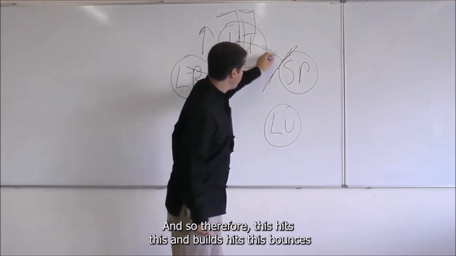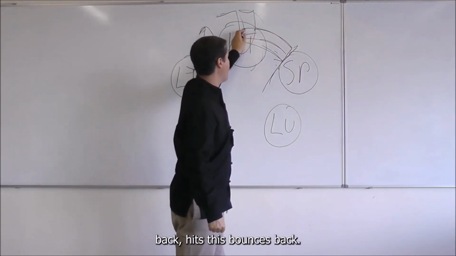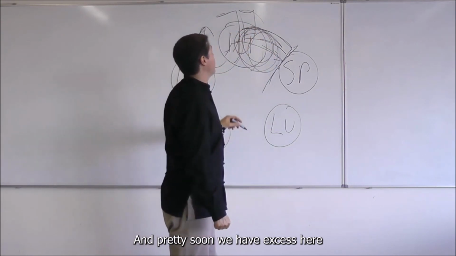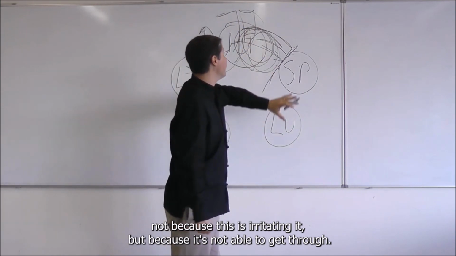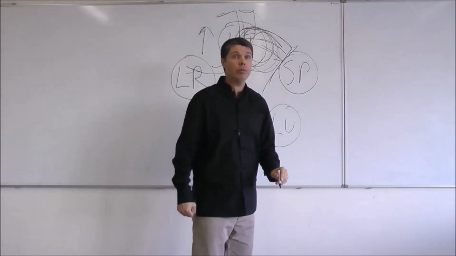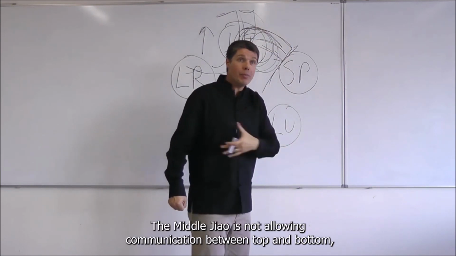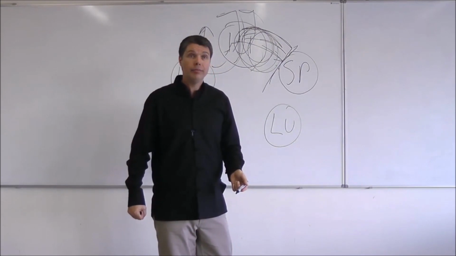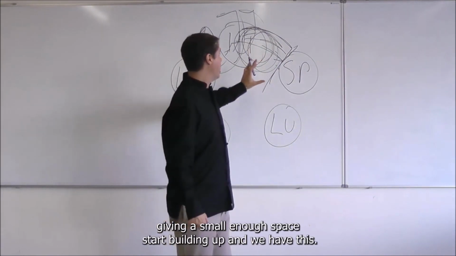And so therefore this hits this and builds. Hits this, bounces back. Hits this, bounces back. And pretty soon we have excess here. Not because this is irritating it, but because it's not able to get through. It's being trapped in half of your body. The middle jiao is not allowing communication between top and bottom. Given a small enough space, it starts building up, and we have this.